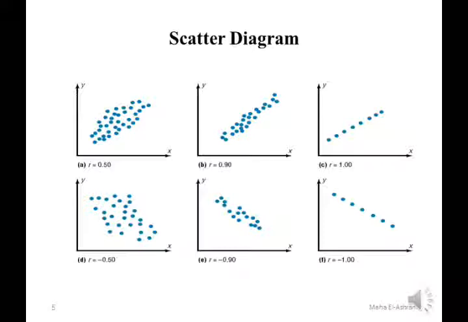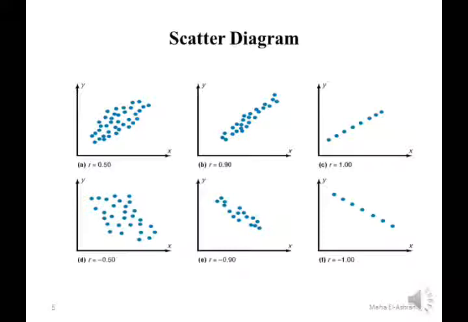Now, if you look at the other three, figures D, E, and F, you will find that there is a general shape that is still linear and has a negative slope. D, E, and F are all different scatter diagrams, or scatter plots, that represent a linear relationship between x and y that is what is called a negative relationship.